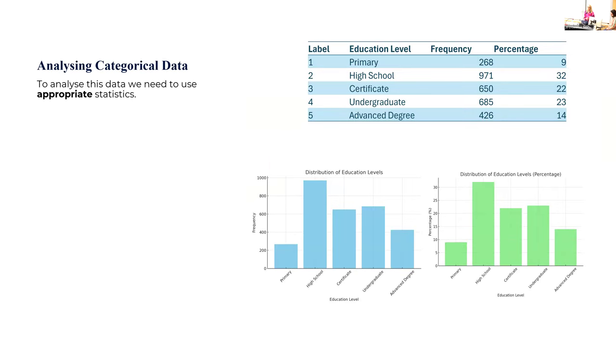So if we have categorical data, we need to describe it in terms of frequencies, percentages, and proportions. That's the way it's described, and that's the way it's analyzed. When it comes to presenting categorical data, it should be presented in something like a bar chart, and the bar chart could be of the counts or of the percentages, as is shown here.